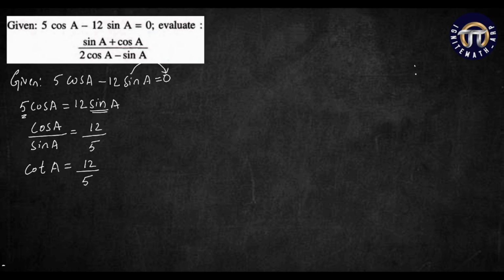Clear? So let me take the right angle triangle over here. If you want, you can call this as A. If you are comfortable calling this as A, no issues. A, B, C. Now cot A is 12 by 5. What is the definition of cot? Cot is nothing but base by perpendicular. So here is A. So this is 12 and this is 5.